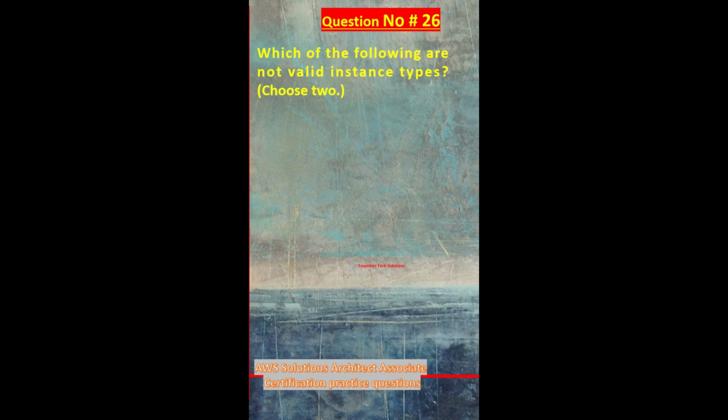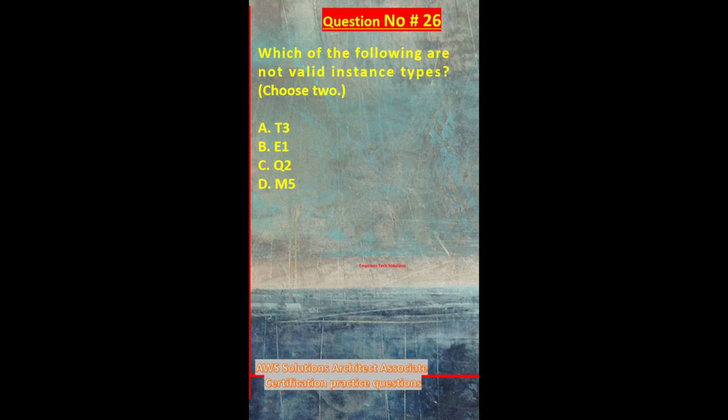Which of the following are not valid instance types? Choose 2. A. T3. B. E1. C. Q2. D. M5.